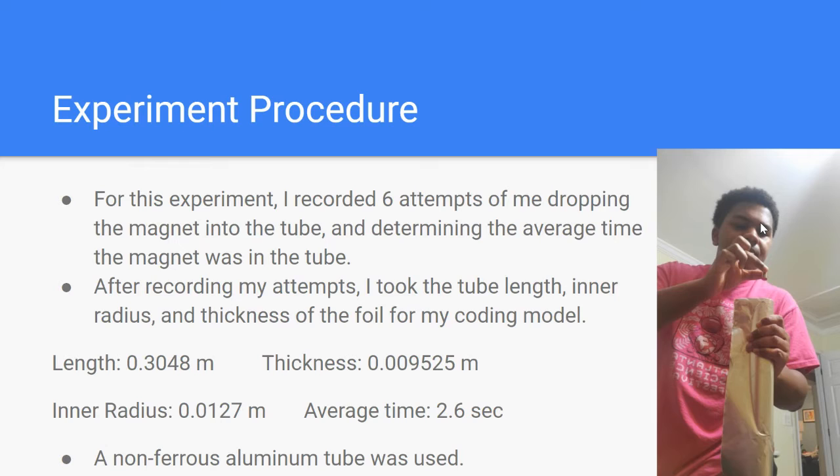And one important thing I want to note was that a non-ferrous aluminum tube was used. The reason why a non-ferrous tube was used compared to a ferrous one is that a ferrous tube would have more magnetic properties, and it would probably mess up the field reading during the time, or the magnet might get stuck to the walls of the tube.